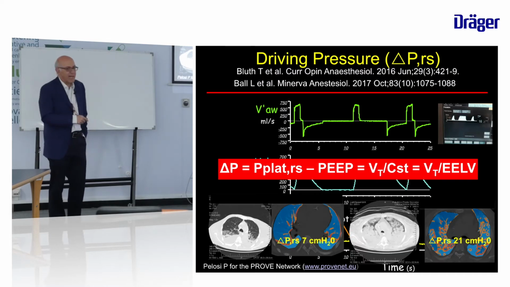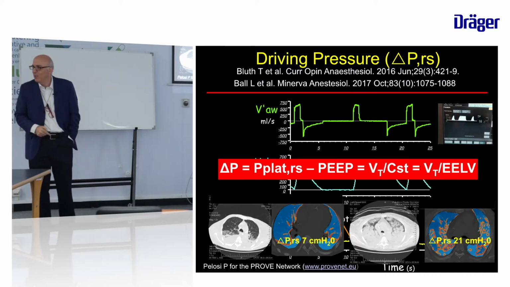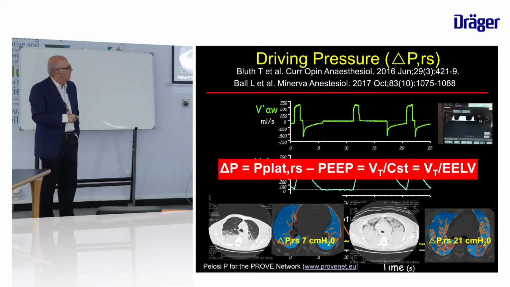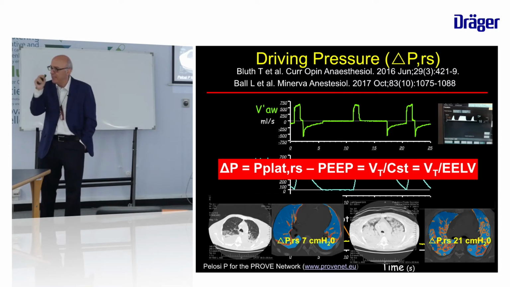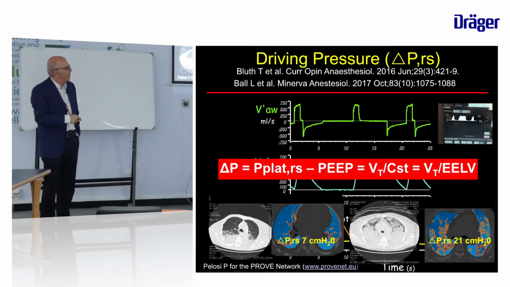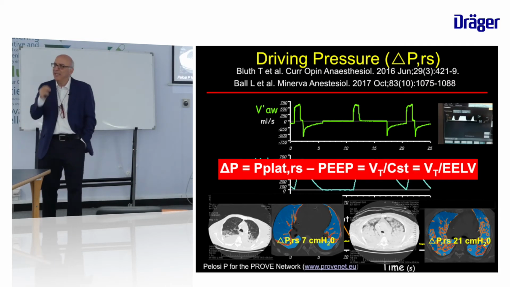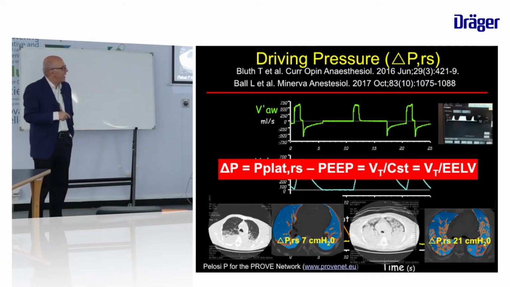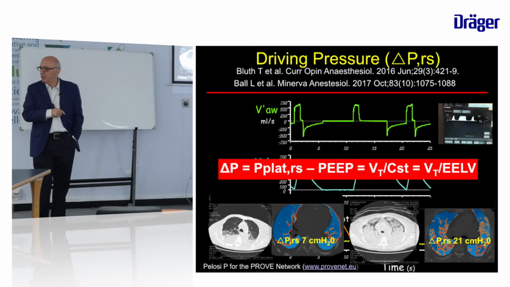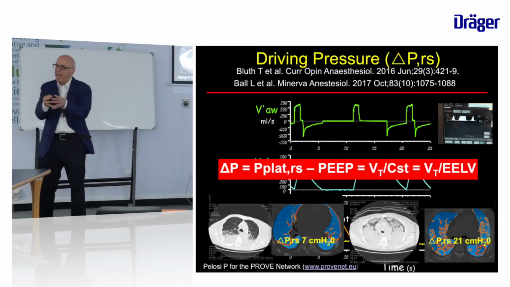Now imagine that you have a lung like this. This is RDS, but just to give you an example. You have much less air here. You give the same tidal volume, but driving pressure is 21. What does it mean? That the tidal volume that you are delivering is much higher than needed in order to avoid lung injury, as compared to the amount of tidal volume that you deliver in the other condition, because you have less air in the lung.